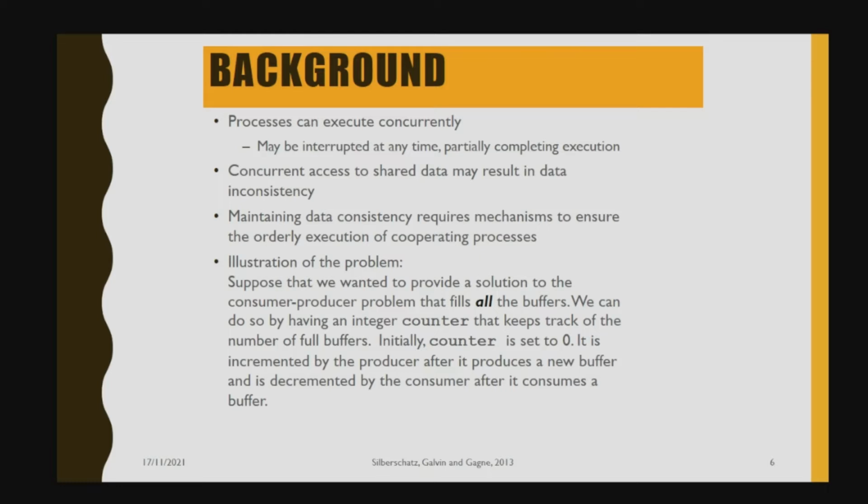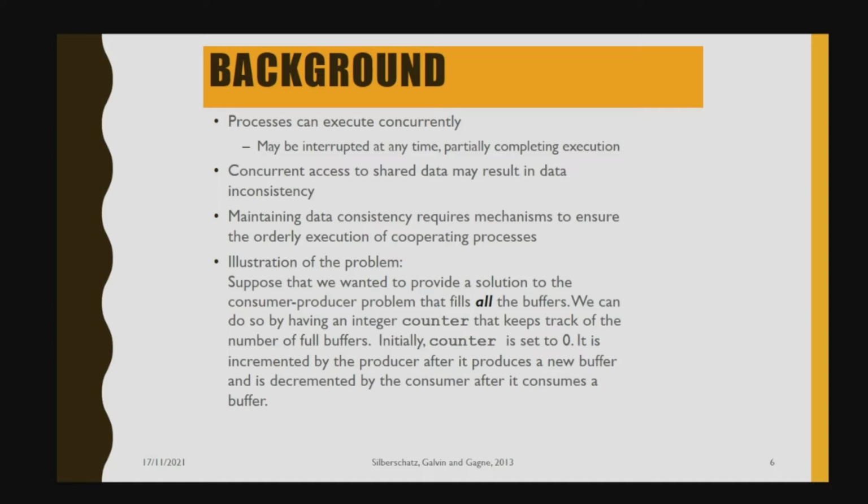Next, maintaining data consistency requires a mechanism to ensure the orderly execution of cooperating processes. Here we illustrate the problem. Suppose that we want to provide a solution to the consumer and producer problem that fills all the buffers. At this part we have two situations, one for the consumer and another for the producer. We can do this by having an integer variable, counter, to keep track of the number of full buffers. Initially the counter is set to 0.